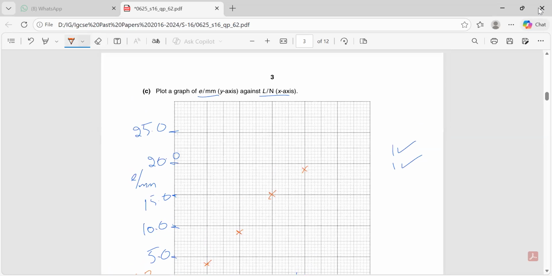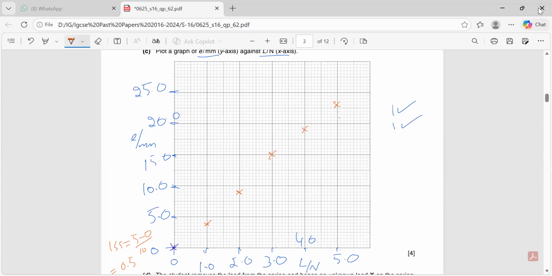And at 5 it is 23. So this is 23, which is, see, 21, 22, and 23. Two boxes equal to 1. Now we need to plot it. This is the third mark we have scored.